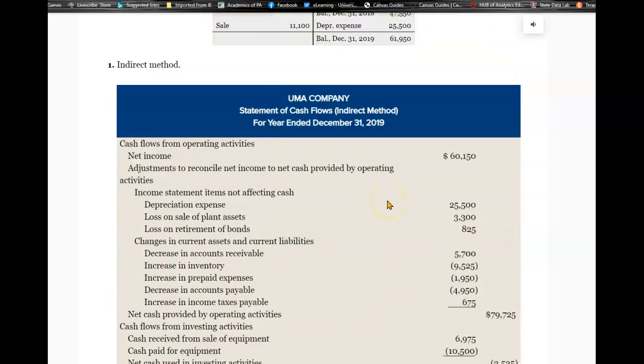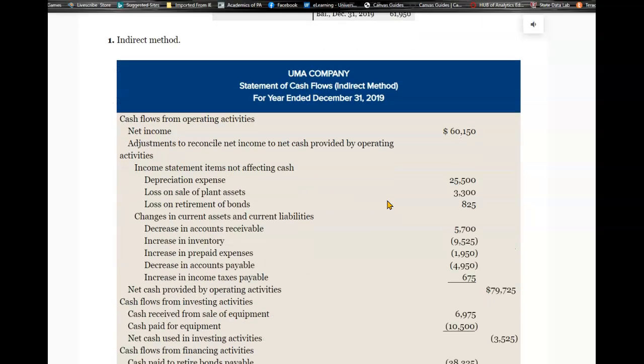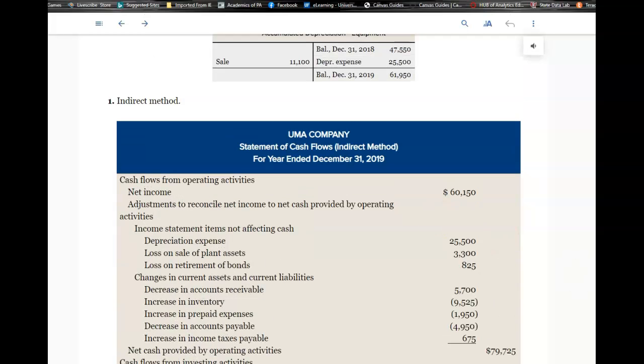And so we can show that. Let's come down here. This is our indirect method, and we're going to be focusing on the changes up here. So we have our net income from the income statement, and then we show all of our adjustments here. We have our depreciation expense, our loss on the sale of plant assets, our loss on the retirement of bonds. We have the changes in the current assets and current liabilities. We have the decrease in accounts receivable.